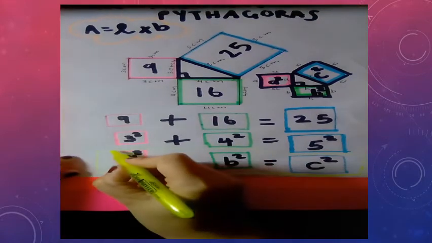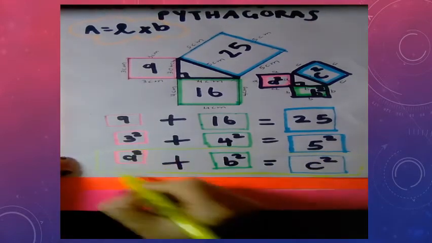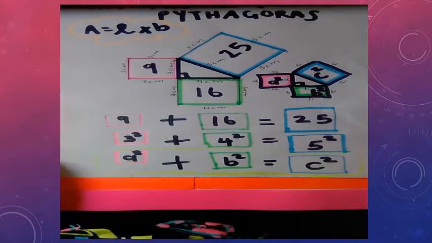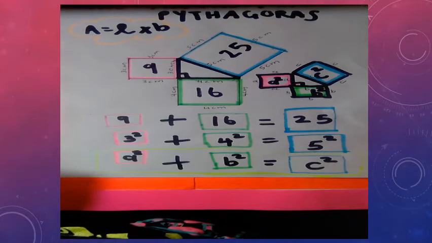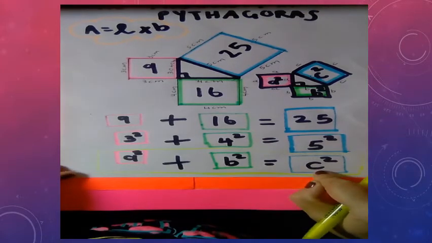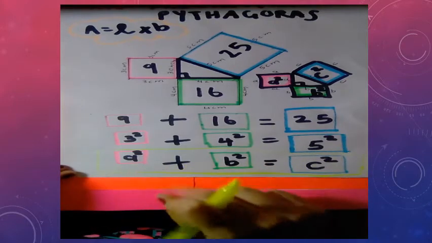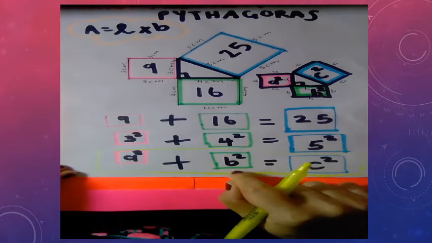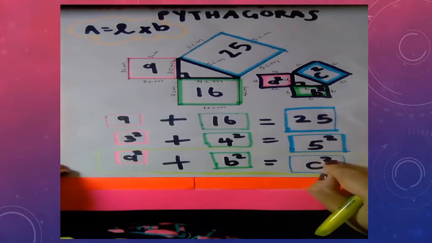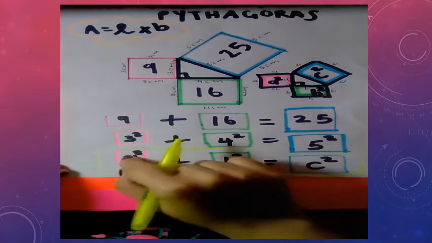And this right here is where the theorem of Pythagoras comes from. So the formula for the theorem of Pythagoras is C squared is equal to A squared plus B squared. It could be the other way around too. It could have been C squared is equal to B squared plus A squared.